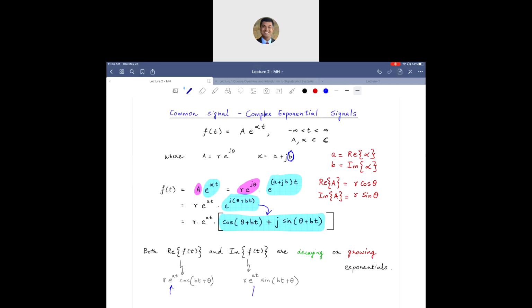So that is alpha, a plus jb. I'm not sure what is in the sine expression. Yes, that is in the exponent, because that is in the exponent. A and t both are in the power of the exponent.